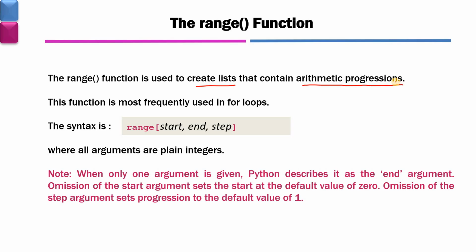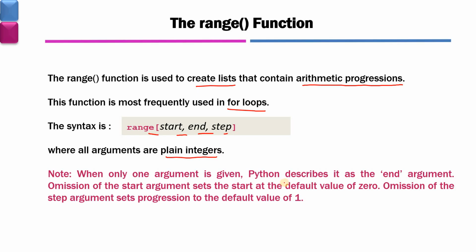Now, this range function is mostly used in case of loops, and the syntax is range start, end, step. Now what do you mean by this start, end, step? They are actually arguments, and these arguments, start, end and step, are all plain integers.